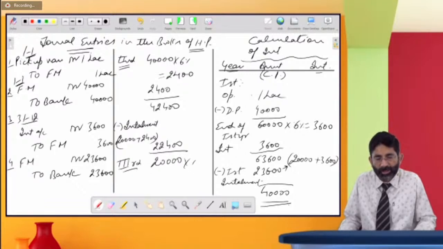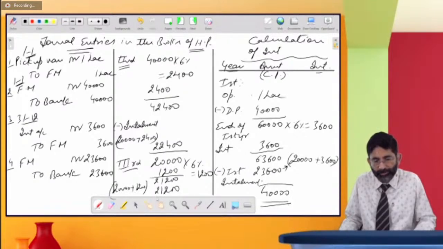So again, interest is to be calculated for the third year. That will be 1,200, which is to be added to it. It will become 21,200, and obviously in the third year we have to pay an installment of 20,000 plus 1,200. It is 21,200. So the balance is 0.